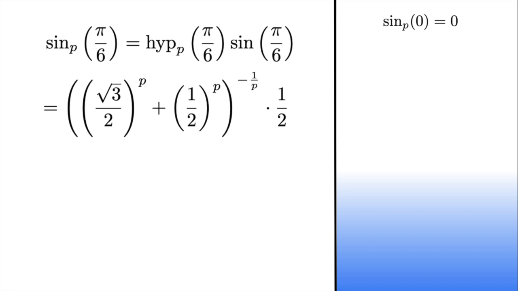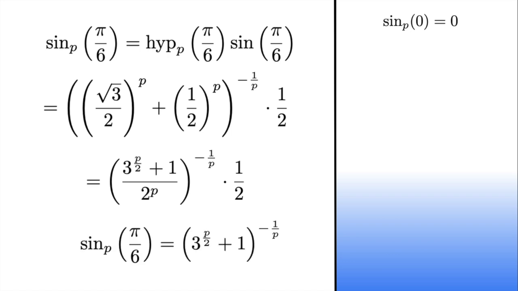For sine base p of pi over 6, we'll plug in the unit circle values. Then simplifying the fractions under the negative pth root, you get 3 to the p over 2 plus 1 over 2 to the p, all to the negative 1 over p times 1/2. If we take that 2 to the p out from under the negative pth root, it will cancel with the 1/2, and we arrive at sine base p of pi over 6 equals 3 to the p over 2 plus 1, all to the negative 1 over p.